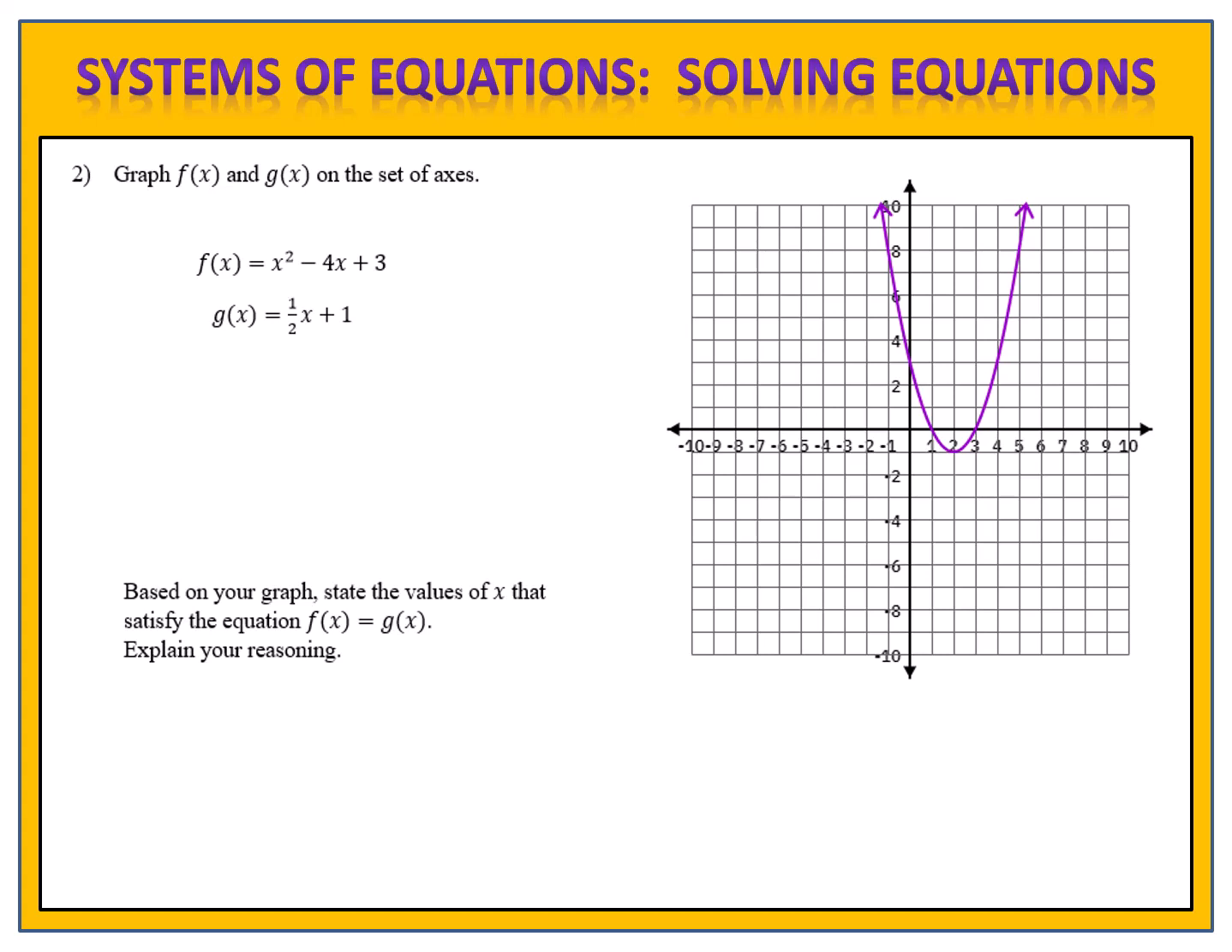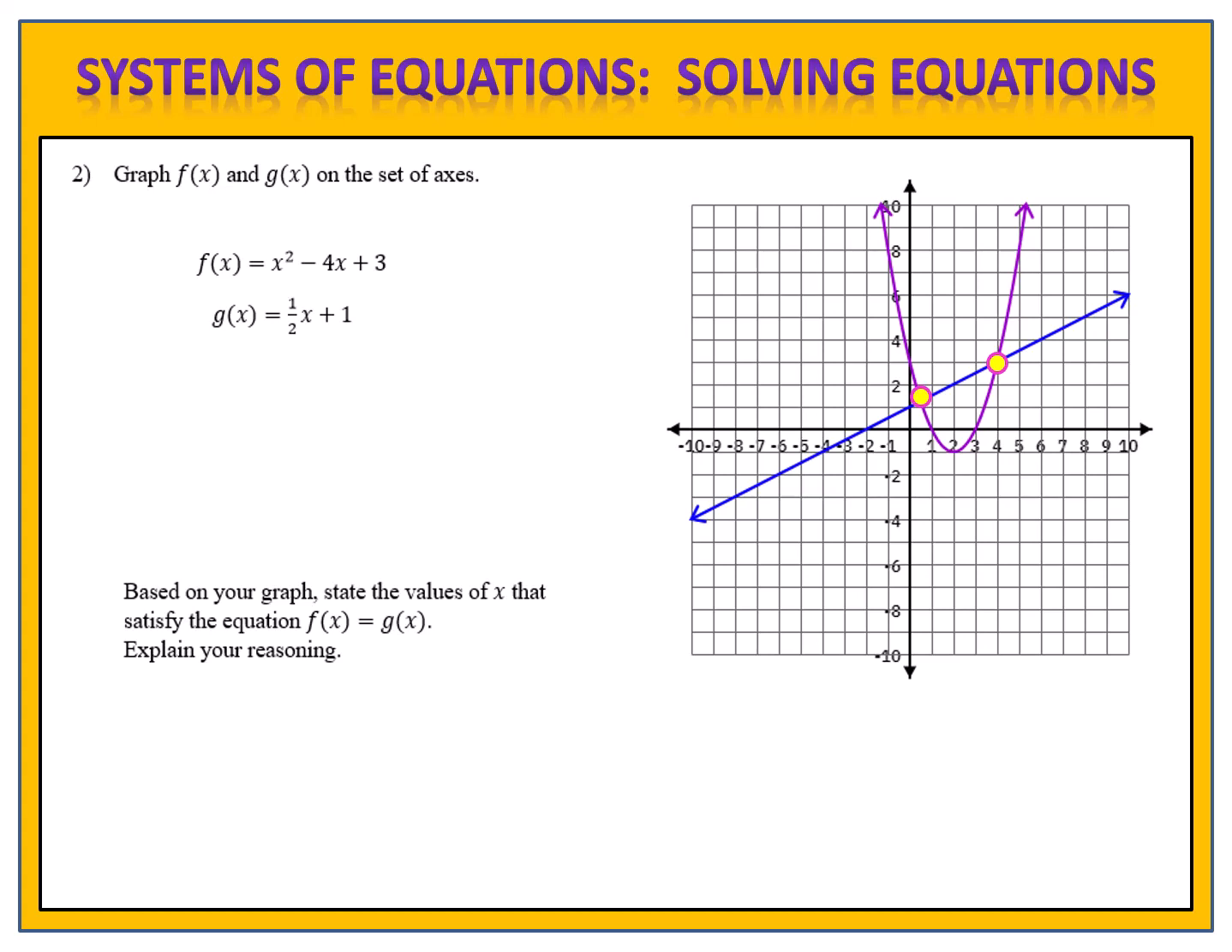Our second function, g of x, is a linear function. We have two ways we can graph this. We see that we have a y-intercept at 1 and a slope of 1/2, so we could use that to construct the graph. Or we could take the function, put it into our graphing calculator, and again use the input and output table.